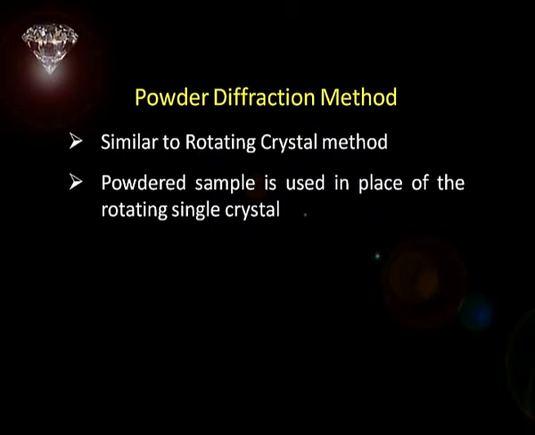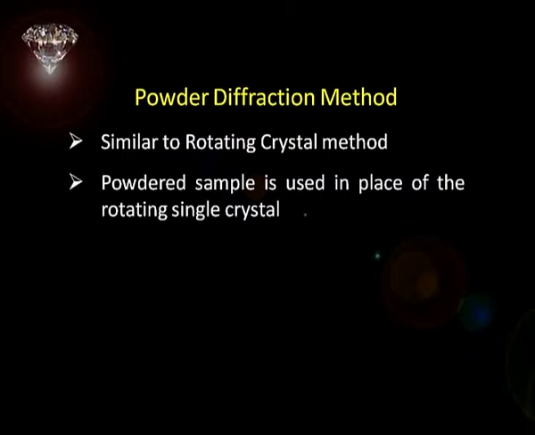The third method is similar to the rotating crystal method, but it makes use of one more thing. There is a modification here. Instead of using a single crystal, which is a drawback of the rotating crystal method because it becomes very difficult to get single crystals in all possible cases, we use what is called a powder. We take a crystalline solid, make a very fine powder of it, fill that powder in a capillary, and put that capillary in the path of the X-rays.